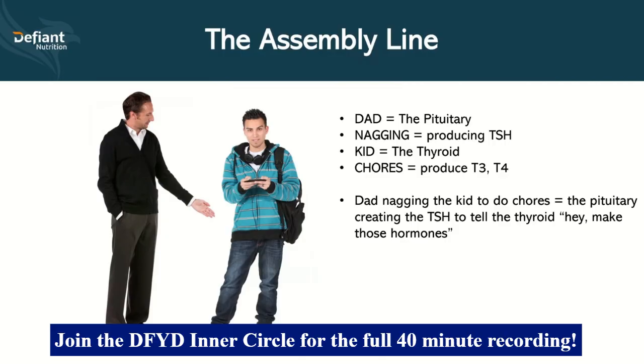So in this analogy, the kid is the thyroid, and their chore, or doing the dishes, is to make T3 and T4, and also calcitonin, but we're not going to talk about that because that has a different set of implications on your thyroid health. So dad is nagging the kid to do the chores. That means the pituitary is creating the TSH to tell the thyroid, hey, make those hormones.